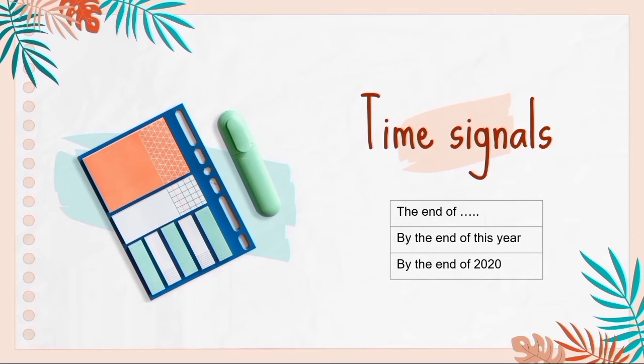Time signals of the future perfect continuous tense, among others, are: by the end of this year, and by the end of 2020.